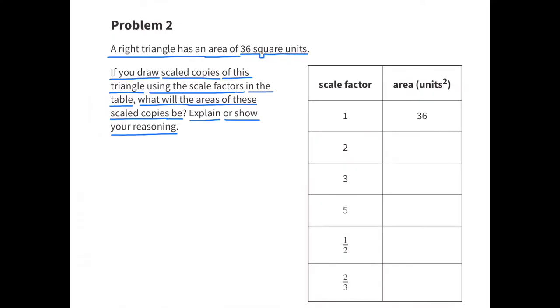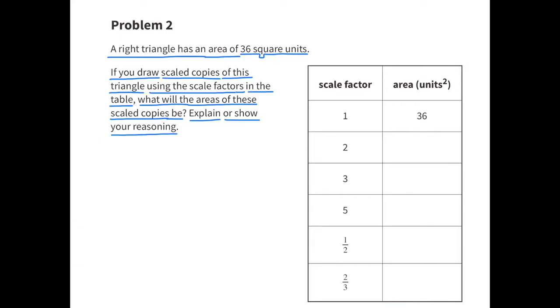Number 2. A right triangle has an area of 36 square units. If you draw scaled copies of this triangle using the scale factors in the table, what will the areas of these scaled copies be? Explain or show your reasoning.